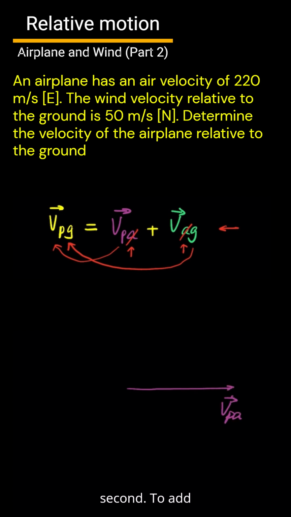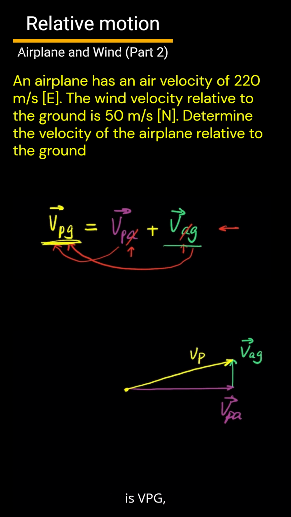220 meters per second. To add the wind velocity, we'll draw a new arrow starting from the very tip of our first vector and has a length representing 50 meters per second. So this is VAG. Now, VPG is the result of adding these two vectors together. We find it by drawing this vector from the very start of the first arrow to the very tip of the second arrow. So this is VPG, representing the velocity of the plane relative to the ground.